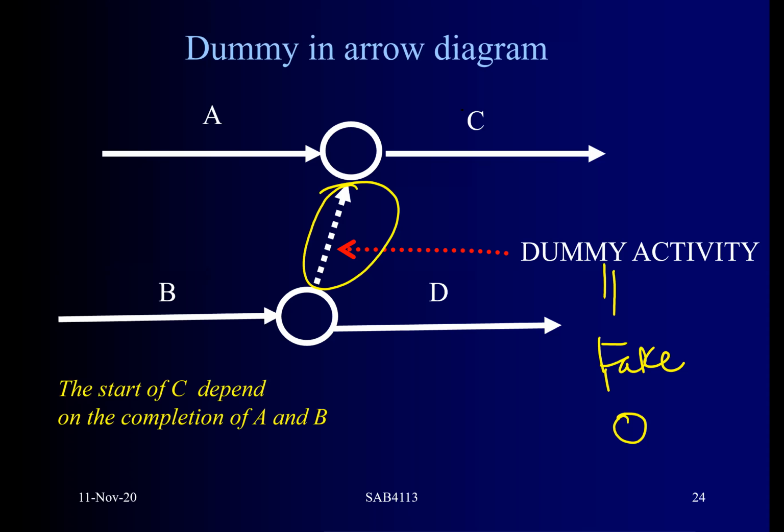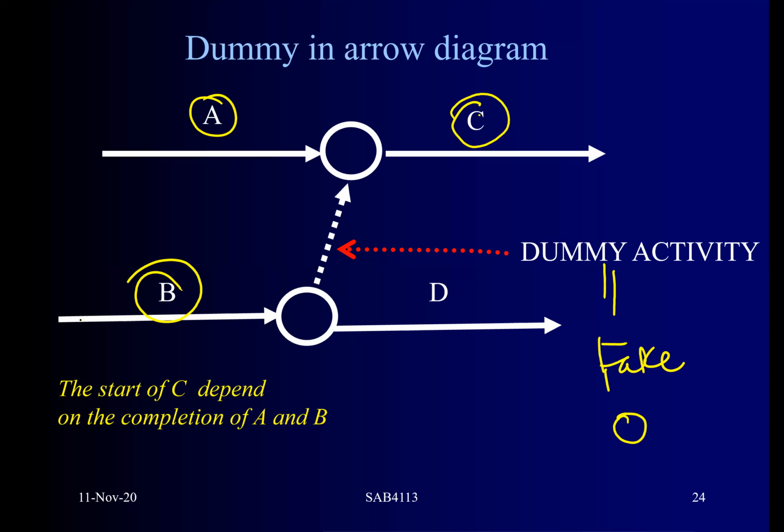Let's say I erase this dummy activity. How do I read C? C can only start after A is completed. That is the way to read it without the dummy. But once I draw the dummy, the way I read C is that C can only start when A and B are completed, because the dummy activity is there.